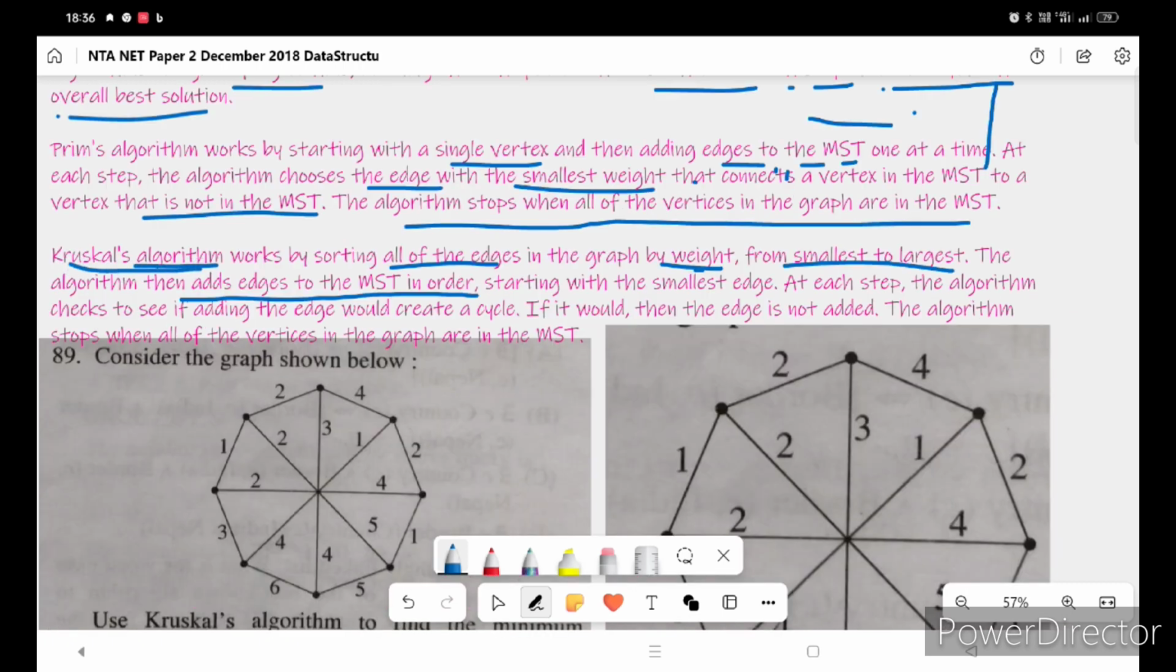Kruskal's algorithm works by sorting all the edges in the graph by weight from the smallest to largest. The algorithm then adds edges to the MST in order, starting with the smallest edge. At each step, the algorithm checks to see if adding the edge would create a cycle. If it would, then the edge is not added. The algorithm stops when all of the vertices in the graph are in the MST.